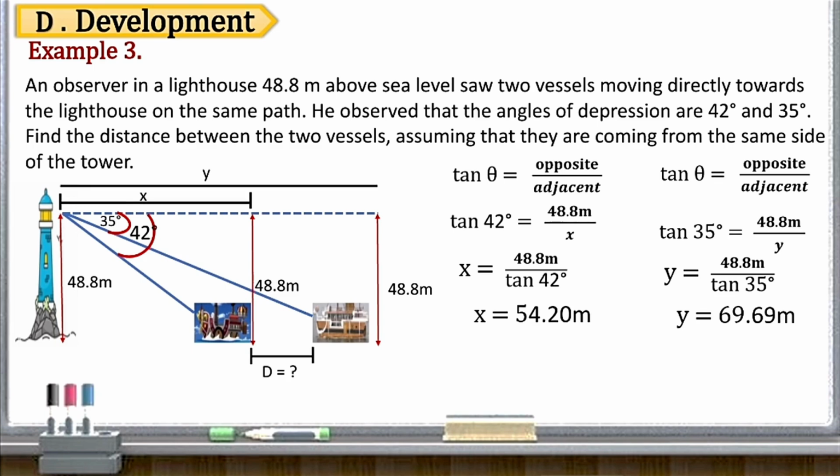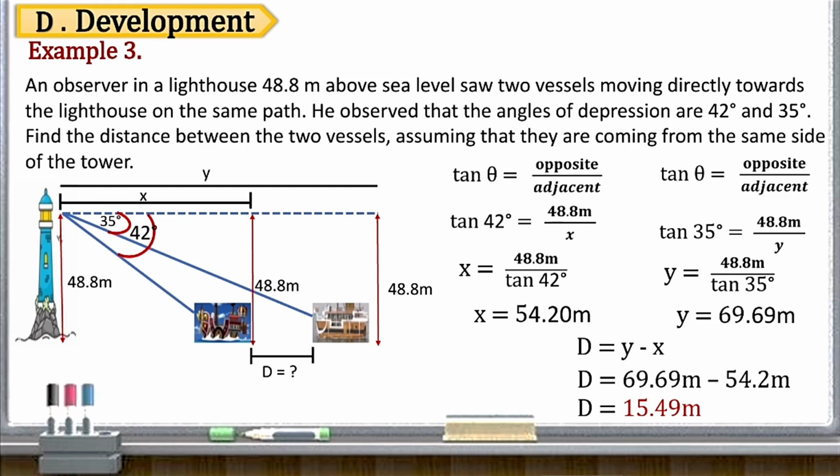So, pag nakuha na natin class yung x and y, ang gagawin na lang natin ay kunin yung difference nito. So, d or yung distance is equal to y minus x. Then, substitute natin 69.69 meters minus 54.2 meters is equal to 15.49 meters. So, ito po class yung distance nung dalawang vessels.